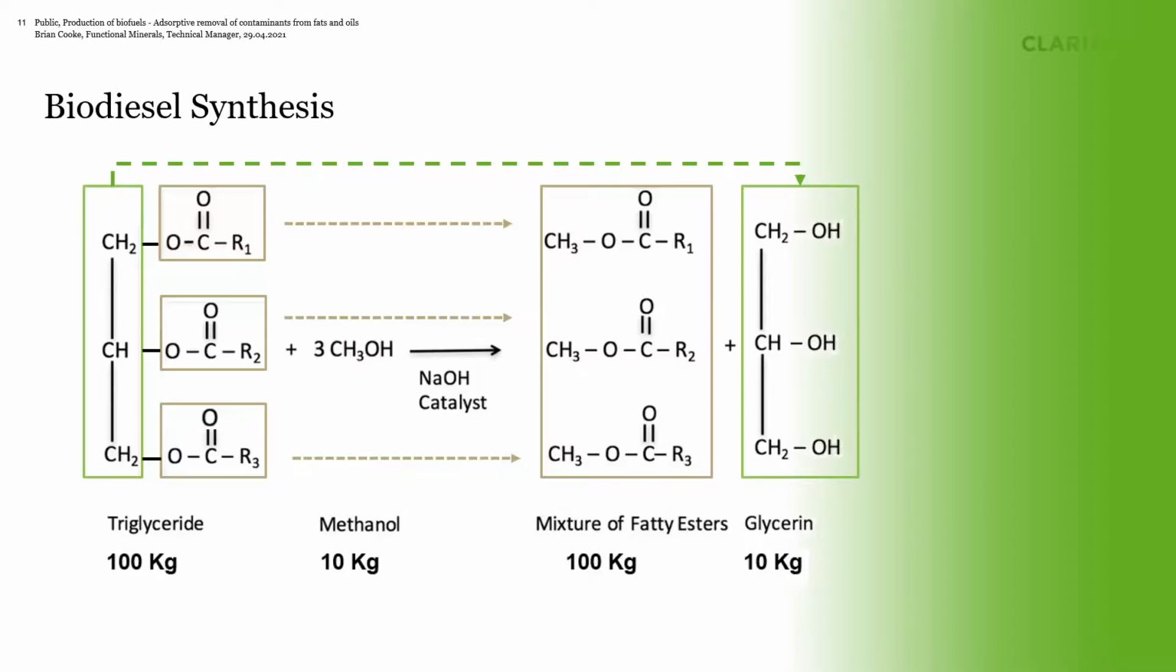So take a closer look at the biodiesel production. I'm not going to go into a lot of detail on the reaction, but basically you start with the triglyceride. So if you had 100 kilograms, you would react that with 10 kilograms of methanol in the presence of a catalyst to form 100 kilograms of fatty acid methyl esters and 10 kilograms of glycerin. So during this reaction, we do have glycerin as a byproduct that needs to be taken care of, whether that's sold or used for a different application.